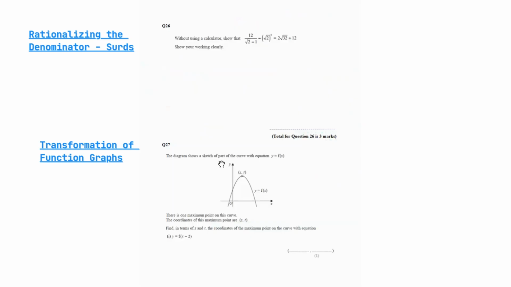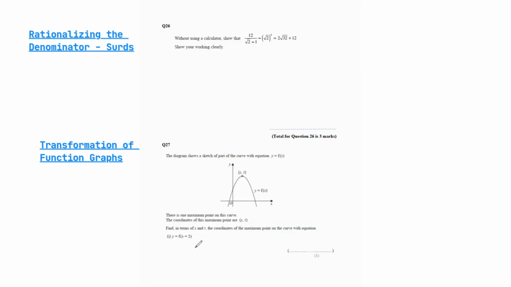Then it says the diagram shows a sketch of part of the curve with equation y equals f of x. There is one maximum point on this curve. The coordinates of this maximum point are (s, t). Find, in terms of s and t, the coordinates of the maximum point on the curve with equation y equals f of x minus 2.